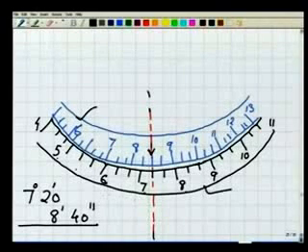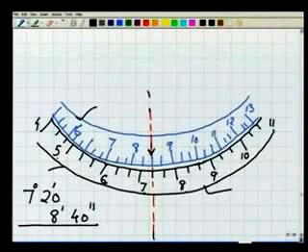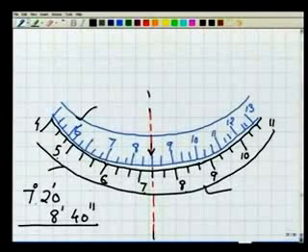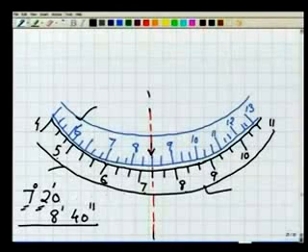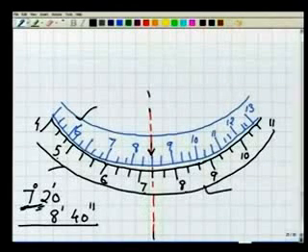Well, first we read in the main scale. In the main scale we have passed 5, 6 and 7. So the reading is more than 7 degrees, and then also we are at this 20 minute. So 7 degrees 20 minutes is the reading from the main scale.